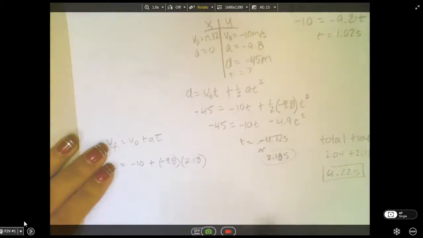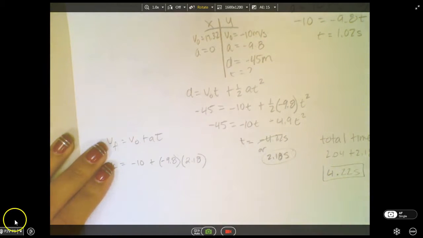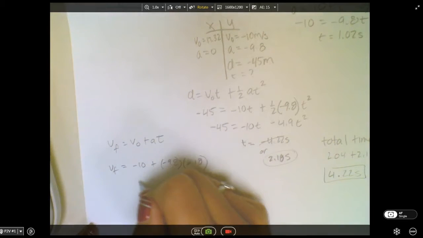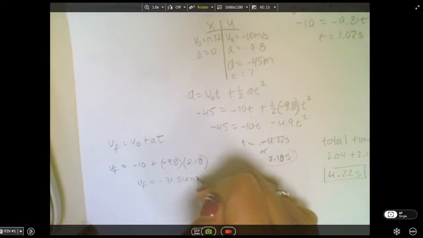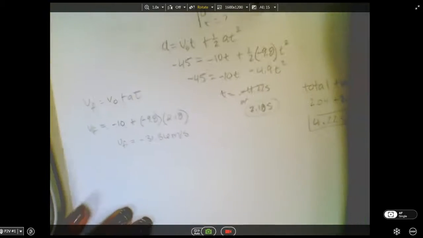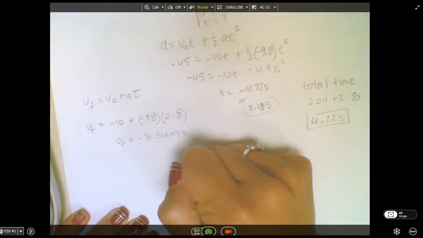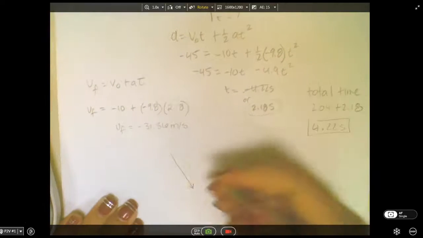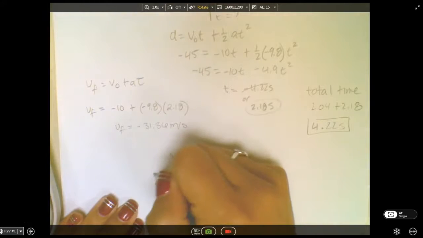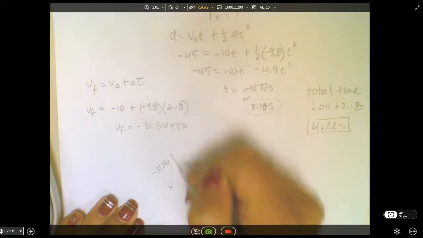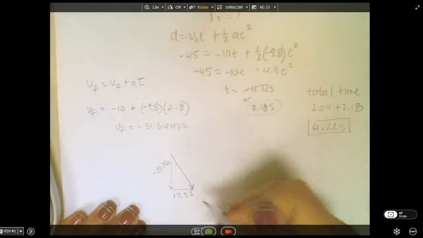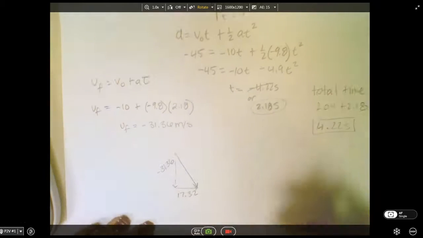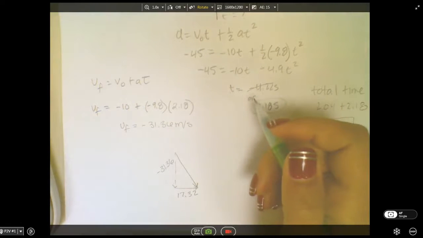And so if we plug that into our calculator, we would get VF equals negative 31.36 meters per second. So now that we have both pieces, if we blow up that final velocity vector, it looks something like that. We have the y direction at negative 31.36, and we have the x direction at 17.32. And so we can just use the Pythagorean theorem to get the hypotenuse, to get the final velocity. So let's do that.